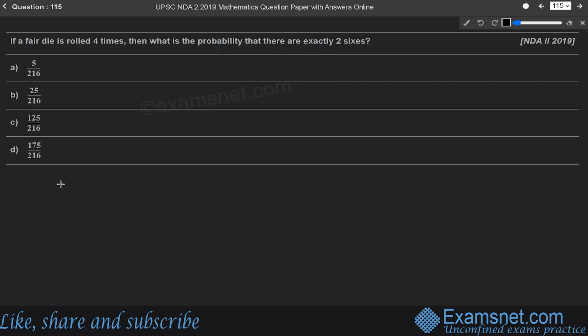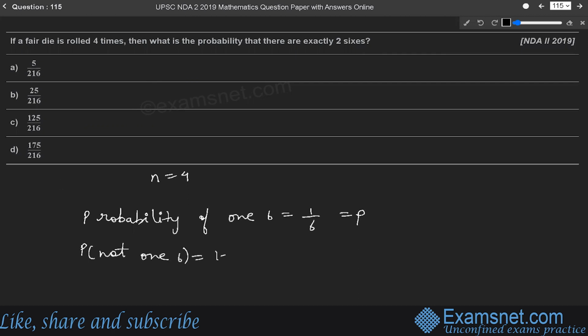Next question is, if a fair die is rolled 4 times, then what is the probability that there are exactly 2 sixes? It is given that a fair die is rolled 4 times. So n is equal to 4 here. Now, probability of getting a 6 will be equal to 1 by 6. Let this be equal to P. And probability of not getting a 6 will be equal to 1 minus 1 by 6, which is equal to 5 by 6. Let this be equal to Q.